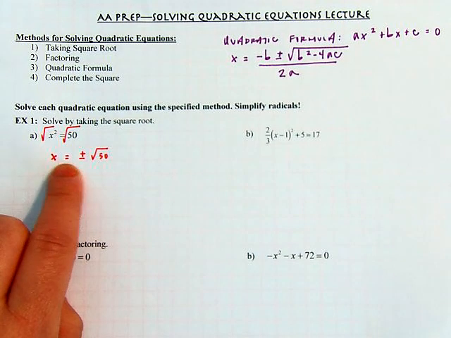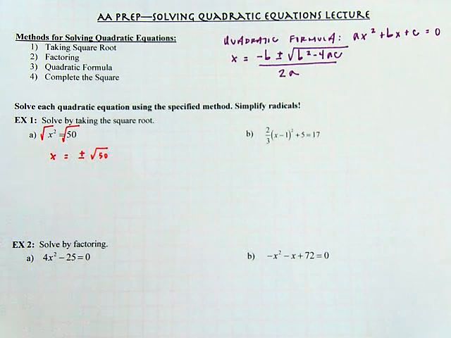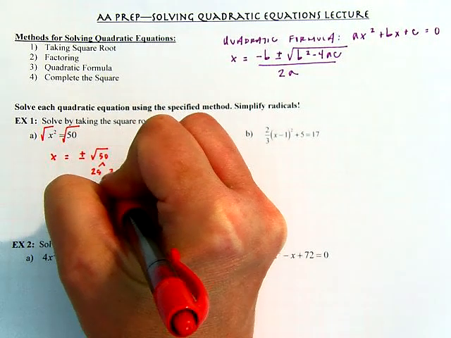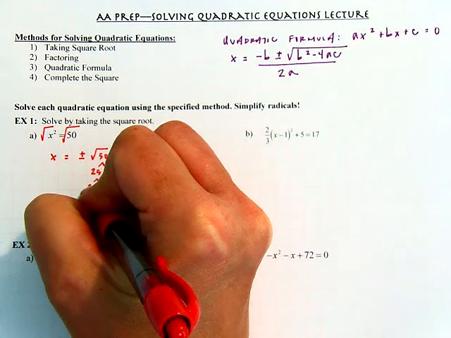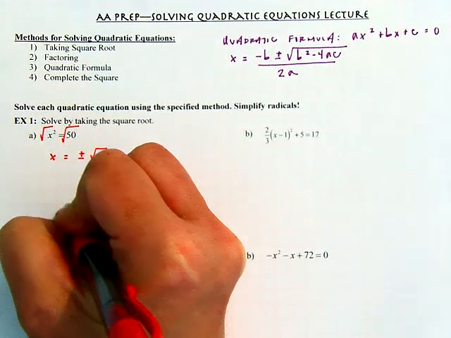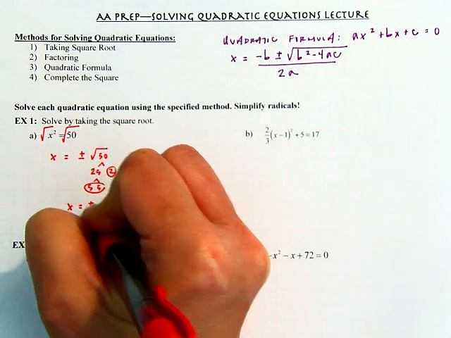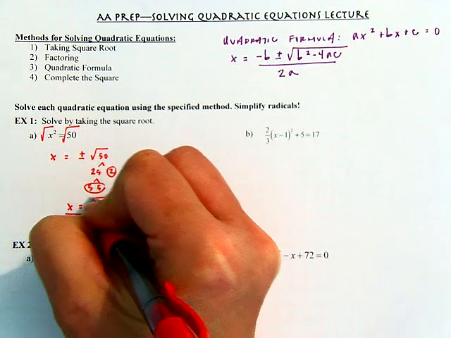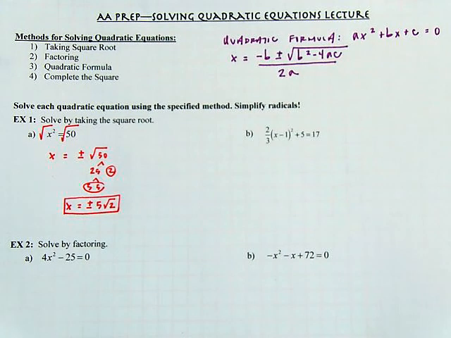So here I have x equals plus or minus the square root of 50, but I can simplify the square root of 50. I know that that's 25 times 2, so here's a pair of 5s. So my final answer would be plus or minus 5 square root 2. I could always write that as two separate solutions. That would be no problem. So you could give me x equals 5 times the square root of 2, x equals negative 5 square root 2. That would be fine.